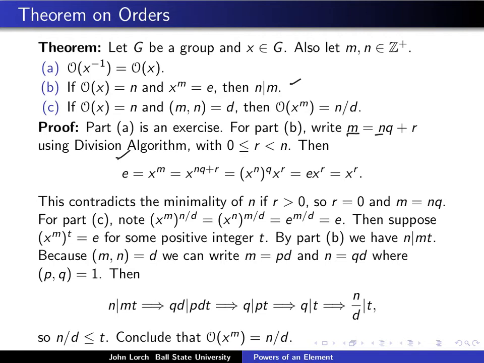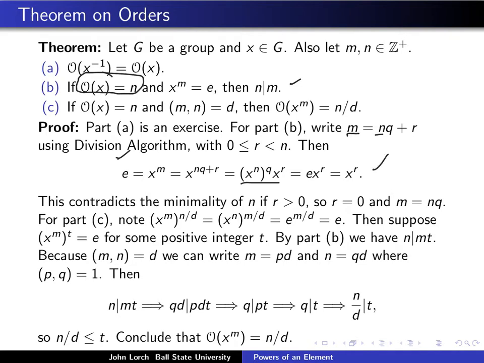And then we can use our laws of exponents to arrive at this step. But now we recognize that x to the n in part B must be the identity, because n is the order of x. So x to the n to the q is just the identity to the qth power, which is just the identity. So we're left with the identity times x to the rth power, which just gives us x to the r. Okay, now what does all of that mean?